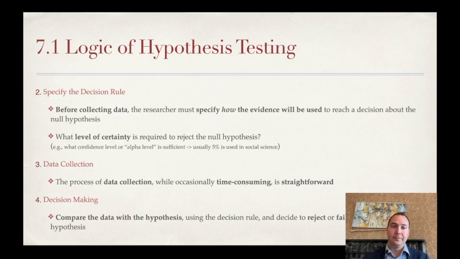The third step is collecting the data. The process of data collection can take a long time, but it's fairly straightforward using standard research methodology. Decision-making is when we compare the data that we've collected with our hypothesis, use the decision rule, and decide to either reject or fail to reject the null hypothesis.